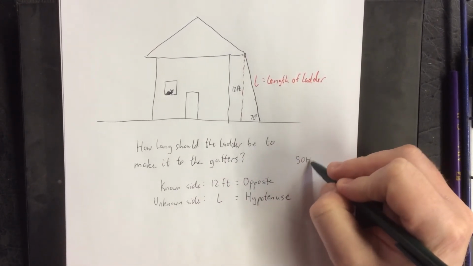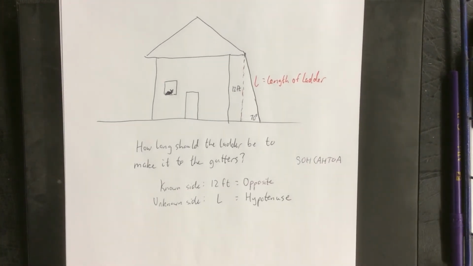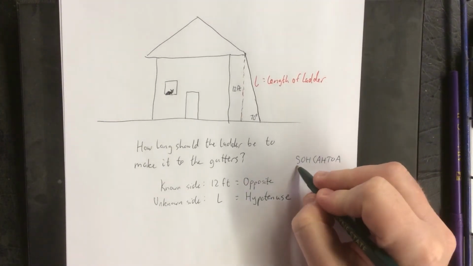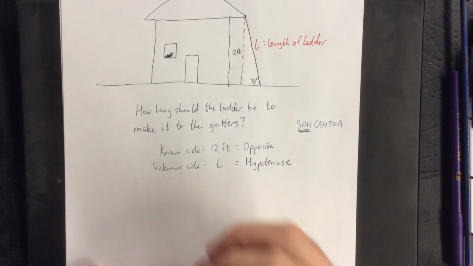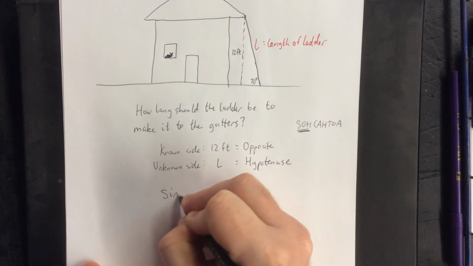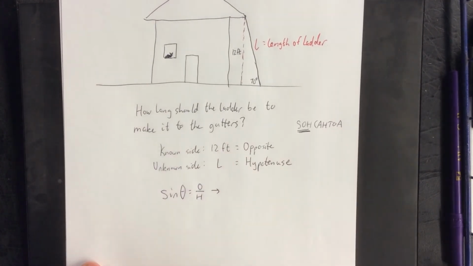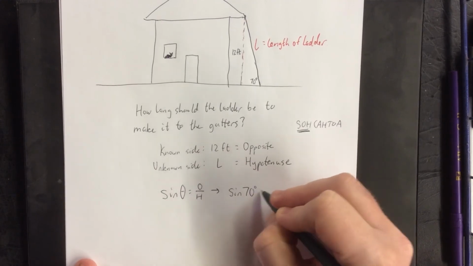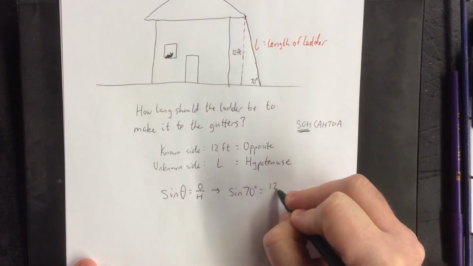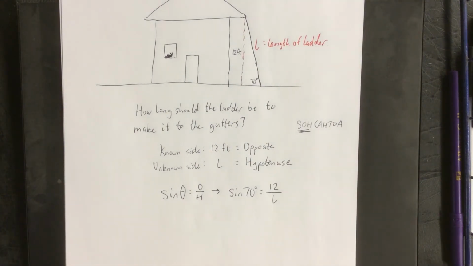Then, of our big three trig functions, which one is going to relate all of these together? Well, we have the opposite and the hypotenuse, so we have a winner, winner, chicken dinner for the sine. So the sine of the given angle is going to be the opposite over hypotenuse. When we plug in the things that we do and do not know, the angle that was given to us was 70 degrees. The opposite side is 12 feet. And the hypotenuse is the length of the ladder.